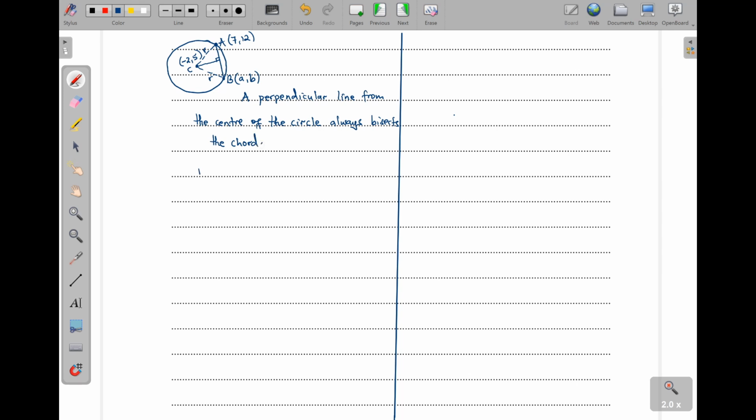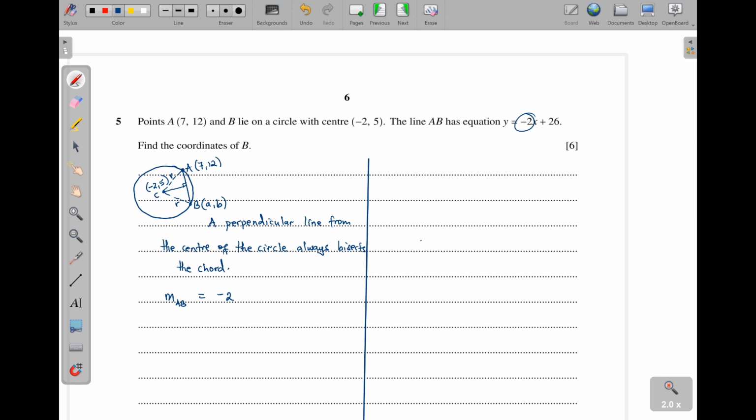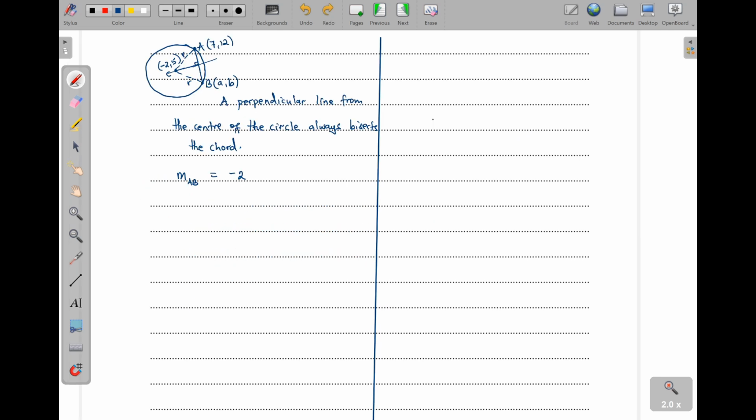Now we need to get the gradient of this line AB. Okay? The gradient of this line AB is -2, right from here. Now what we are going to do, we are going to get the equation of this perpendicular bisector. Then we solve it simultaneously with this one of AB. We get a point of intersection. And the point of that intersection is the midpoint, because the perpendicular bisector passes through the midpoint of a line segment.